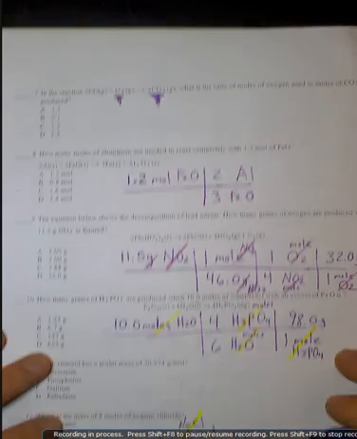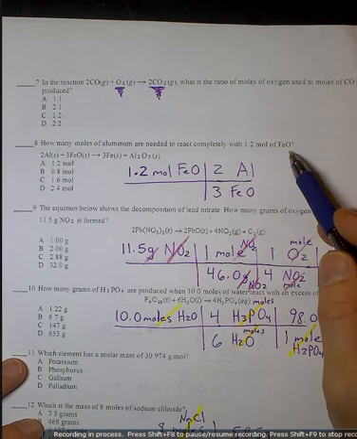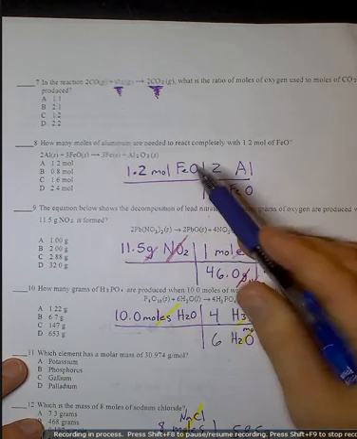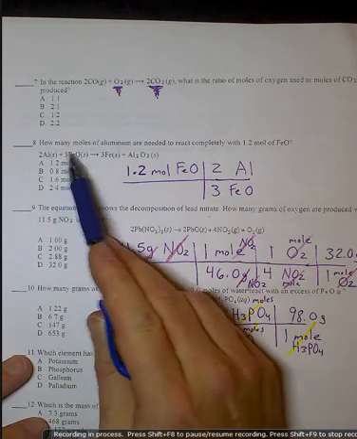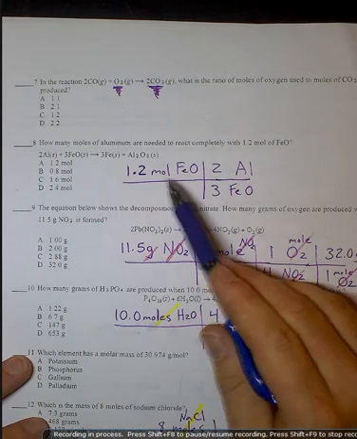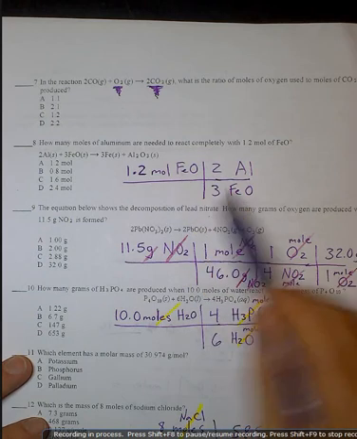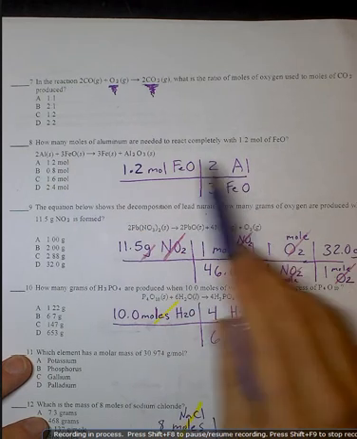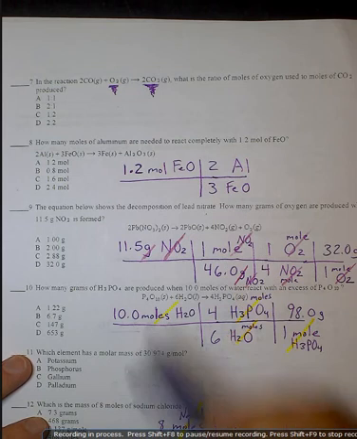Number 8, how many moles of aluminum are needed to react completely with 1.2 moles of iron oxide? Okay, so we have 1.2, and we're in moles already. So we're just converting from moles of iron oxide to moles of our other reactant. Okay, so we have 1.2 moles of iron oxide. There are 3 to 2. So 1.2 times 2 divided by 3. That'll be your answer. Choose the correct one.